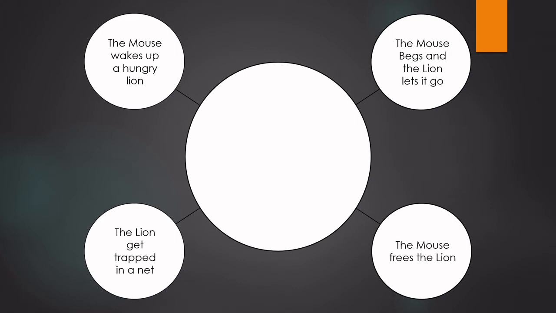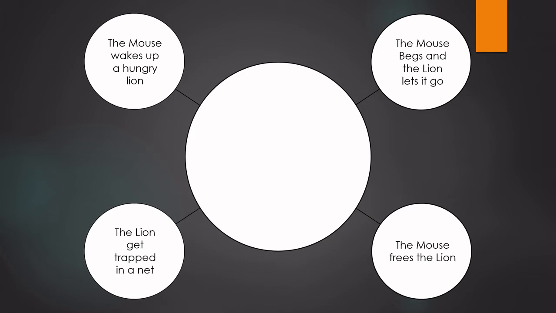So we have 4 events from the story. Did other things happen? Yes, but we're only going to focus on 4 events. So now we have to figure out, what is our central message? What is the author trying to teach us? What can I learn from this story?